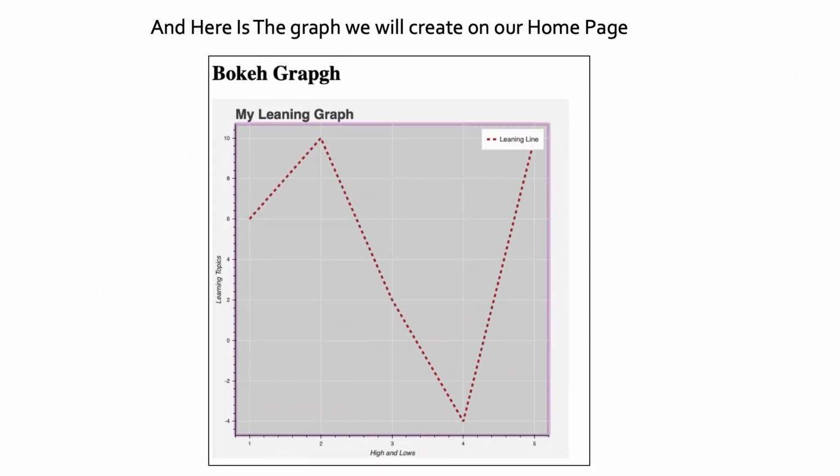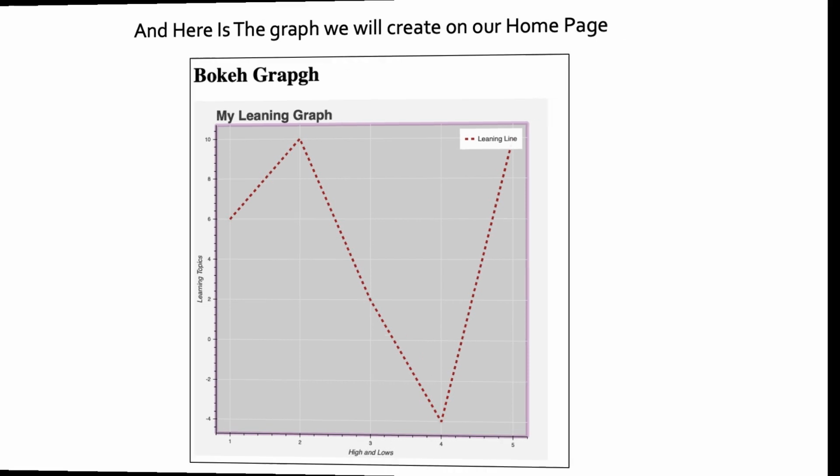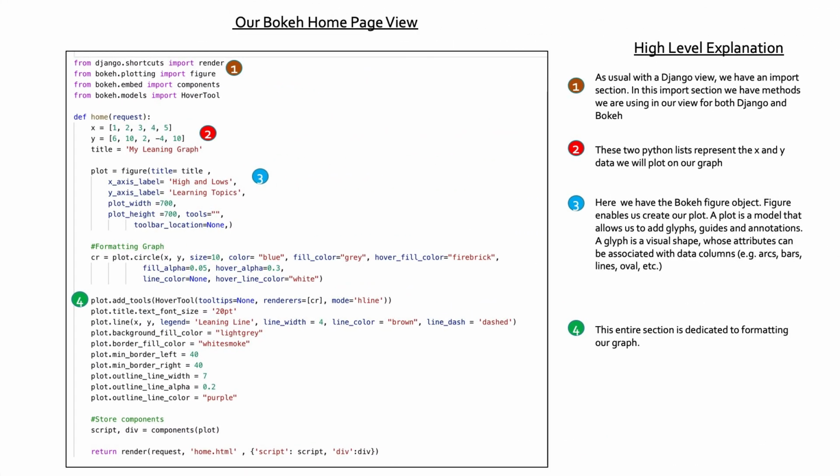As you can tell, we're getting a little bit more sophisticated. We're manipulating our graph a little bit more, making it look a little better. So we're going to get into how we annotate this in different ways right in the next slide. Now here we'll see the code from our view that enables us to present the graph that we just saw. So starting at the top, as usual with Django, we have our import section.